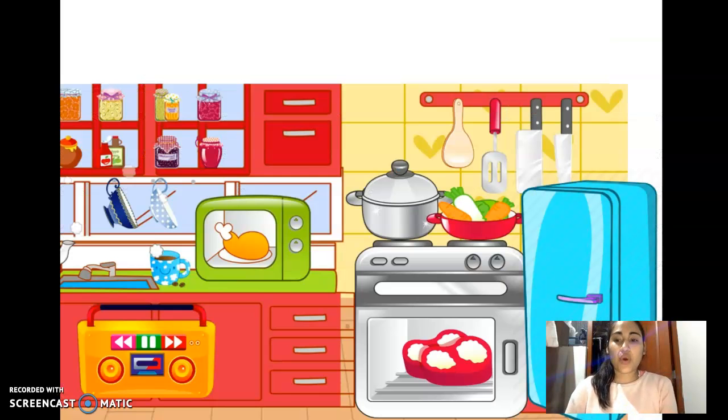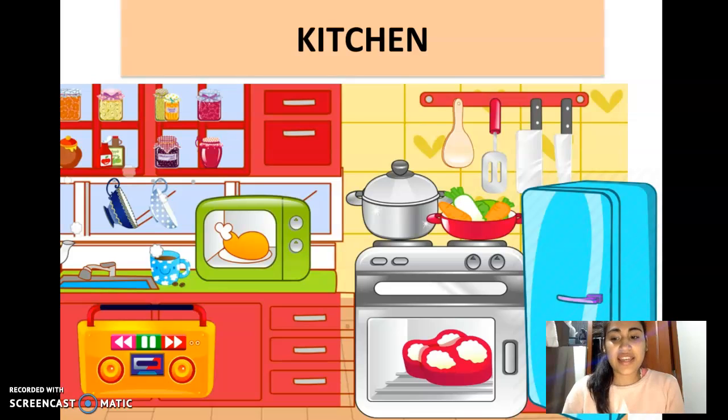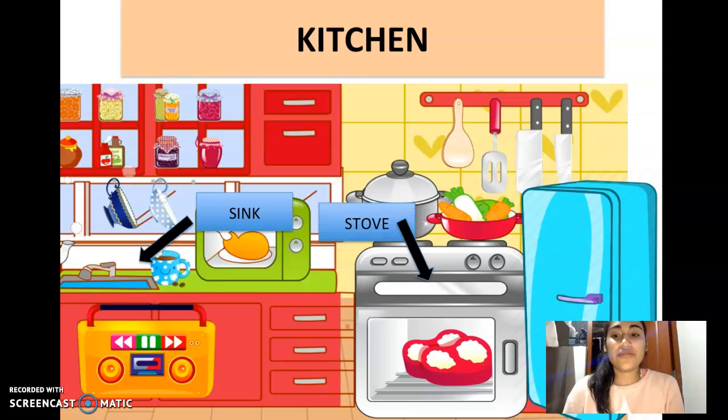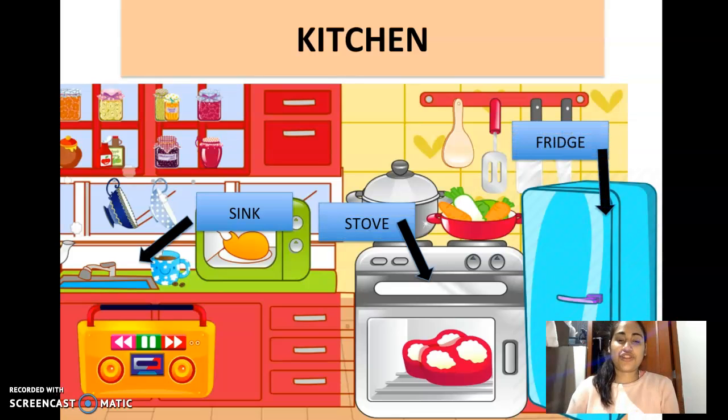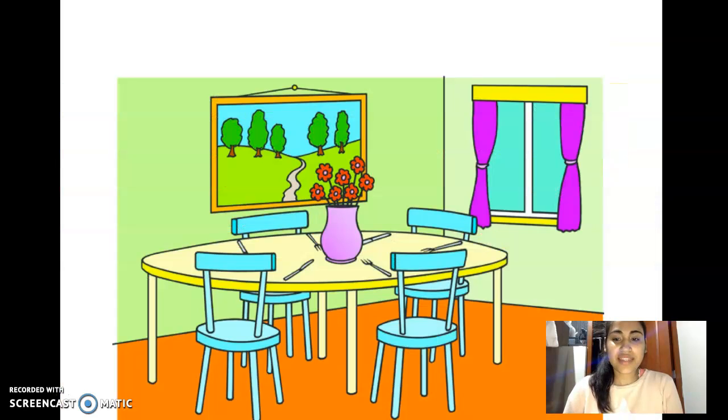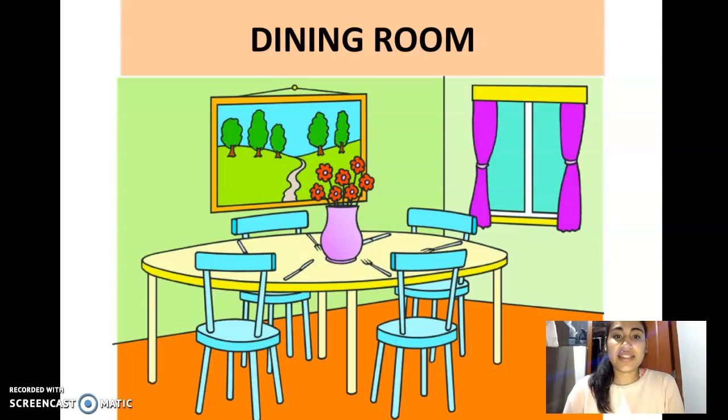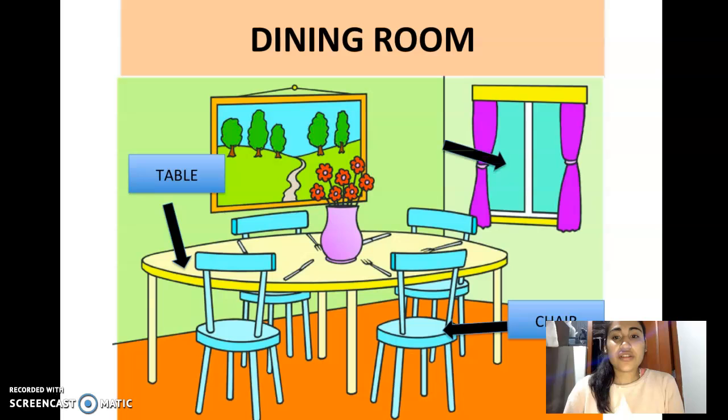Okay, next. So here we have the kitchen, where you can cook, prepare your food, your breakfast, etc. Here we have this sink, this is a stove, and this is a fridge. That's right. Now, we have here where we dine. This is the dining room. Here we have a table, chair, and a window. That's right.